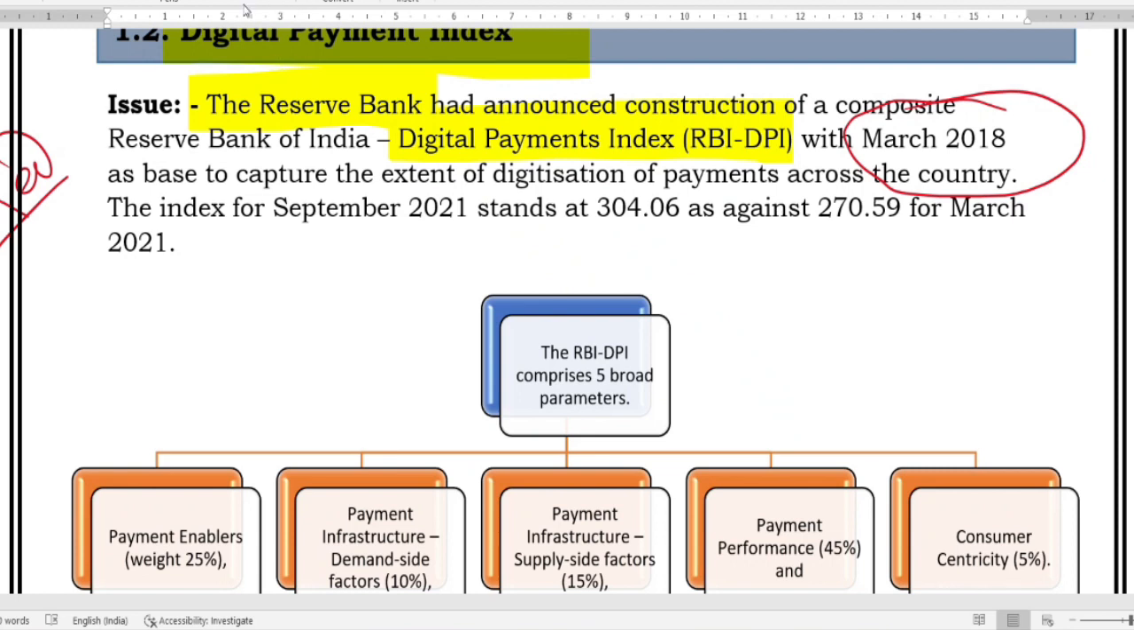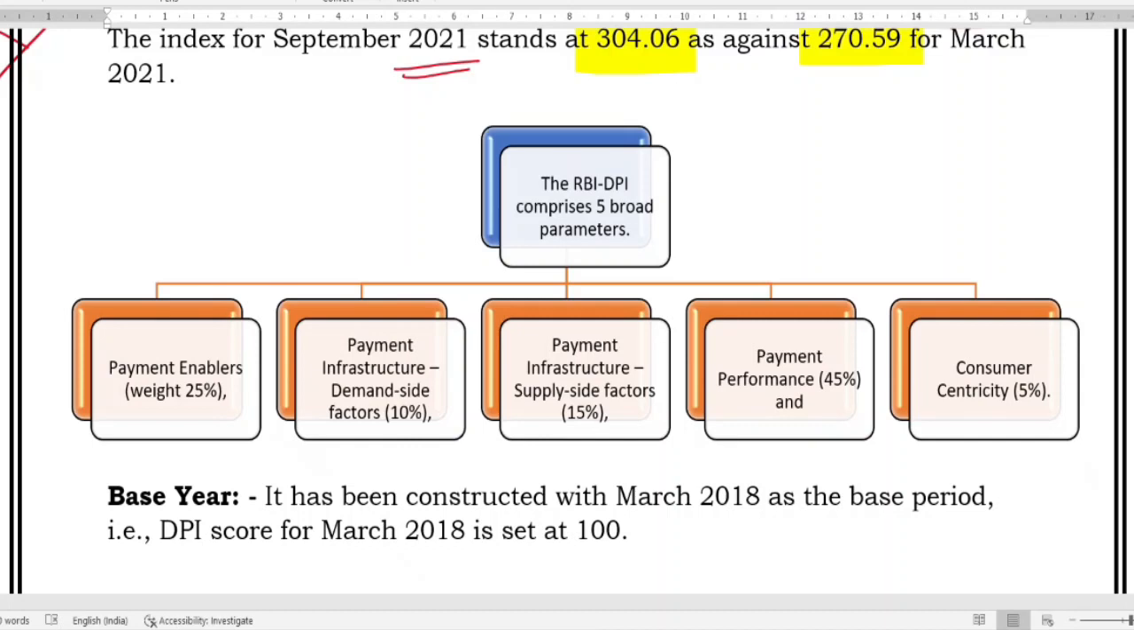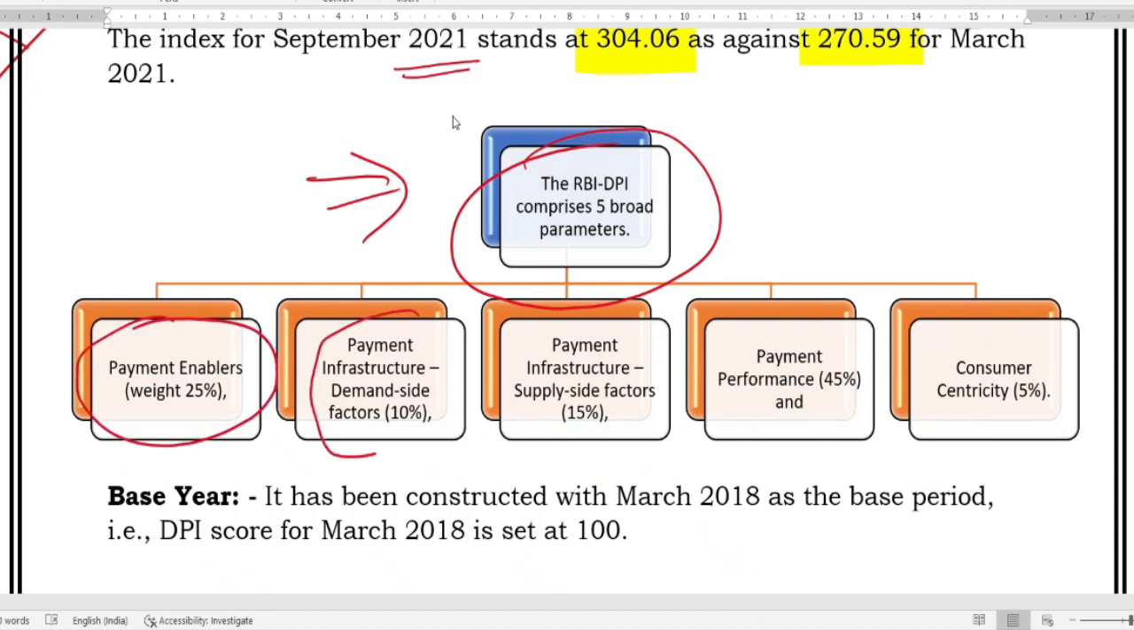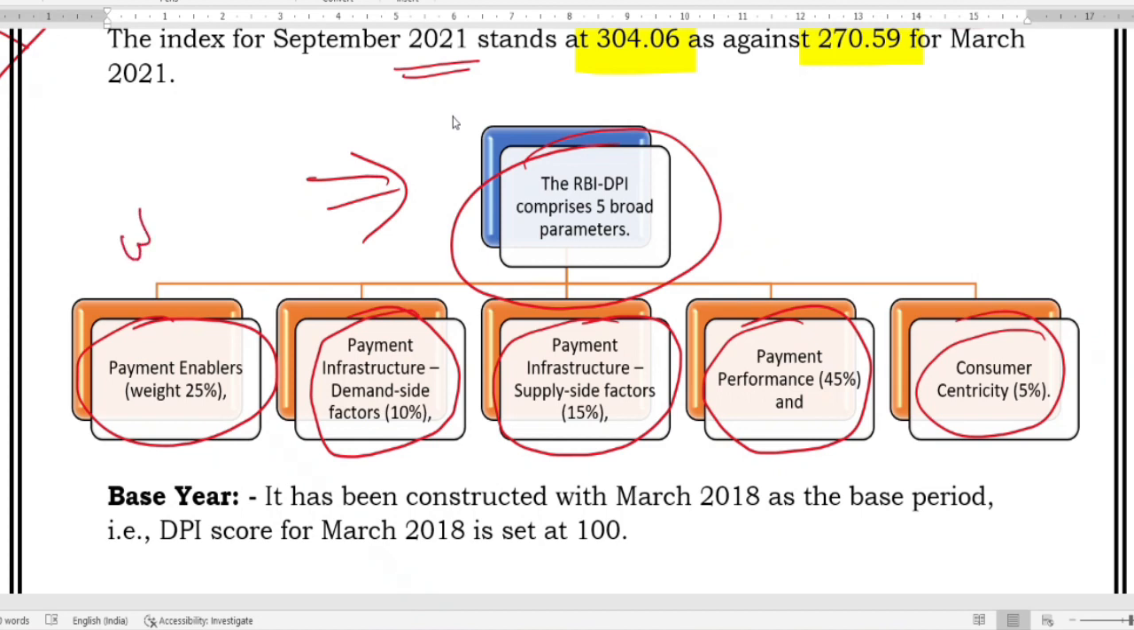Let's move forward. So what's the score for September 2021? It's 304.06, against 270.59 for March 2021. Now, how many categories? The RBI DPI comprises 5 broad categories: payment enablers with 25% weight, payment infrastructure demand with 10% weightage, payment infrastructure supply side factor with 15%, payment performance with 45%, and consumer centricity with 5%. Both are important, the weight and also the percentage. Both things are important, right?